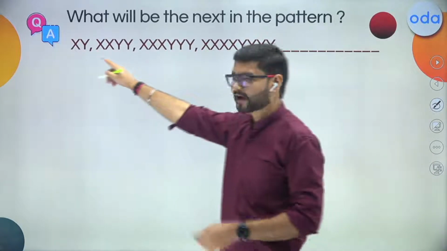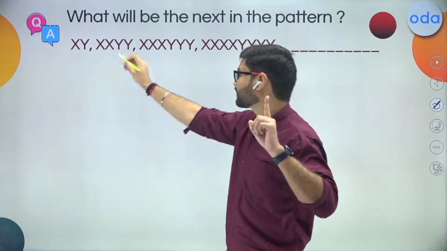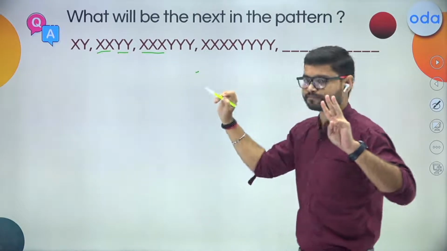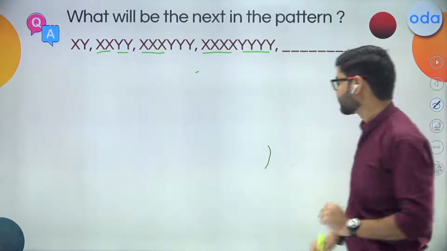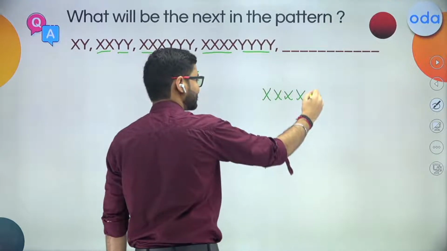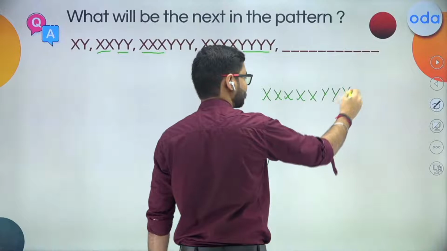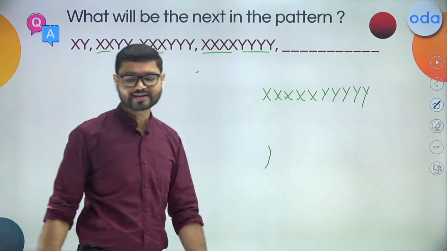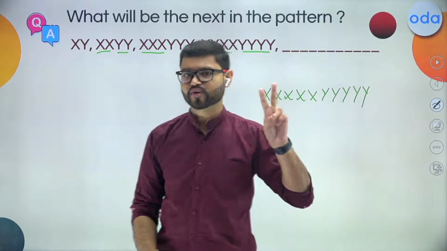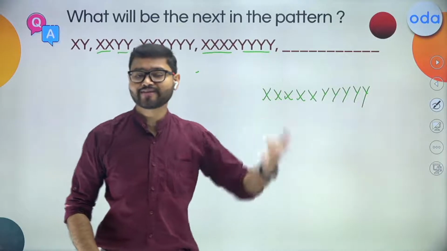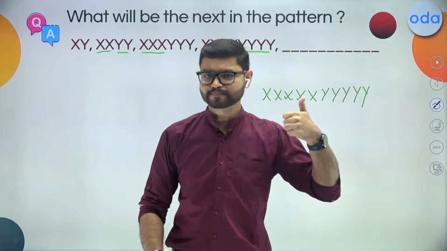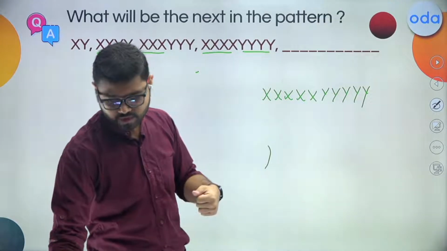So you don't need to think about it so much because quite evidently we can see that first time we are having one X and one Y. Second time we have 2X and 2Y. Next time we have 3X, 3Y, 4X, 4Y. So definitely next time it is going to be 5X and 5Y. As simple as that. I hope you guys are able to understand. So 1X, 1Y, 2X, 2Y, 3X, 3Y, 4X, 4Y. So definitely next time it is going to be 5X's and 5Y's. Clear? Understood? Okay.